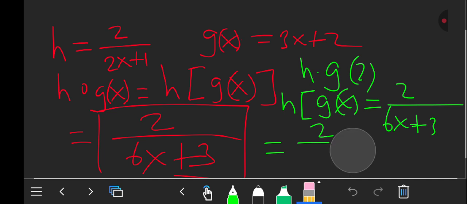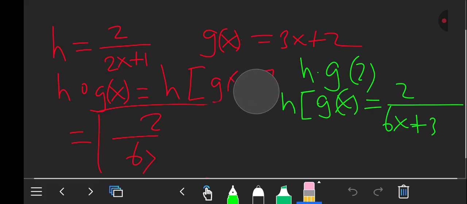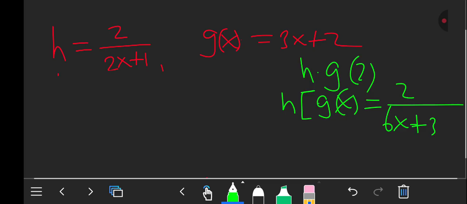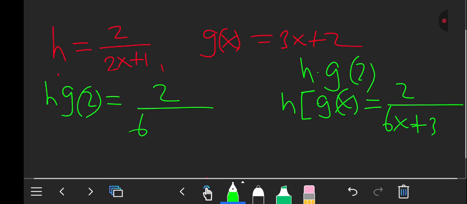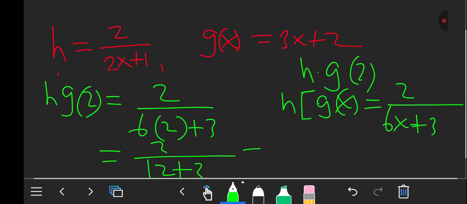Okay, so what we are finding now is hg of 2. So this will just be equal to 2 over, where there is x, I'll substitute 2. So it will be 6 times 2, then plus 3. So this will give me 2 over 6 times 2, that is 12, then plus 3. So this will give us 2 over 12 plus 3, that is 15. So this is the answer, the result.